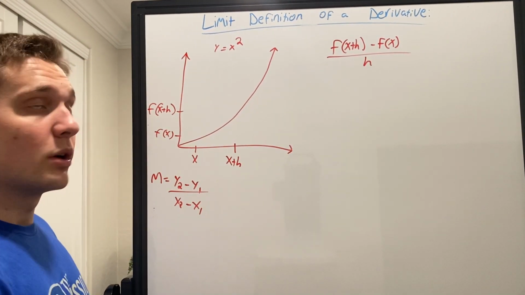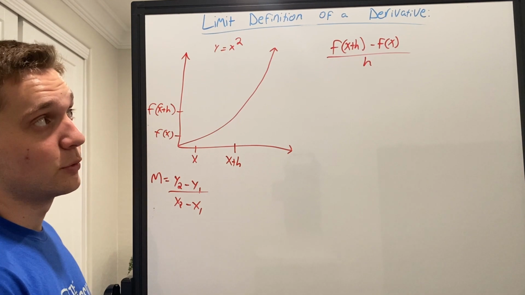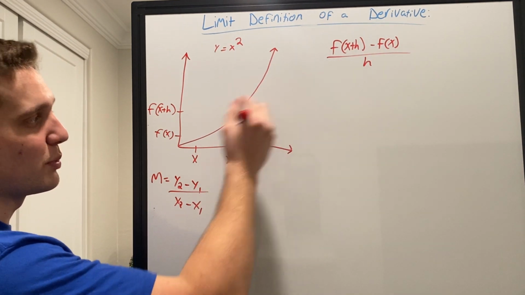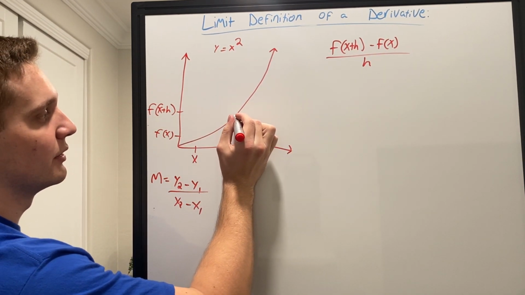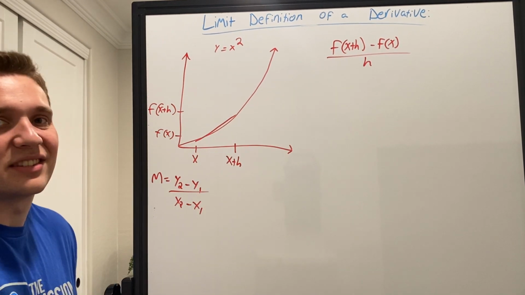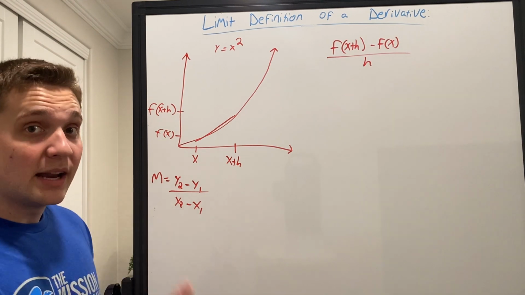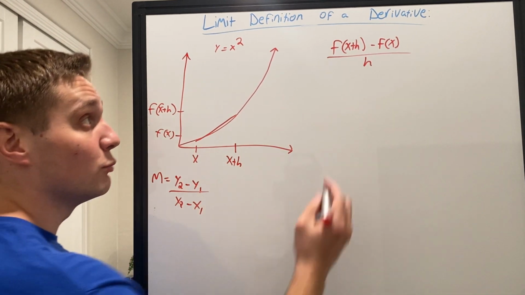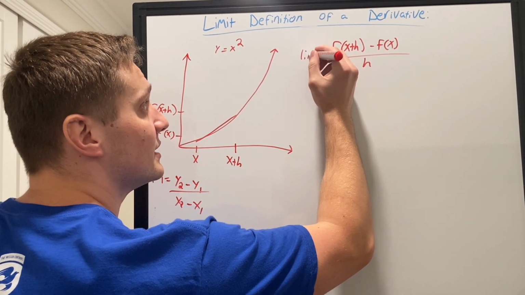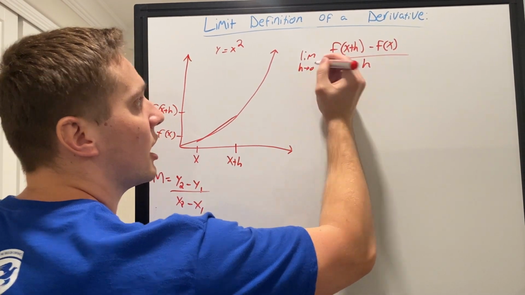Okay, now we're going to add some zest to this. This is just going to tell us the slope if we were to draw this point here and connect it down here to x. That's just the slope. Okay, great. That's not too impressive, right? But now let's add something kind of interesting. Let's look at this as a limit as h approaches 0.